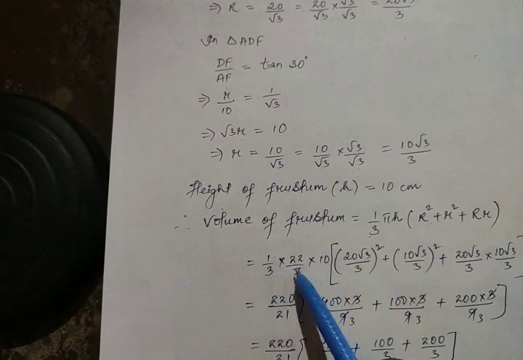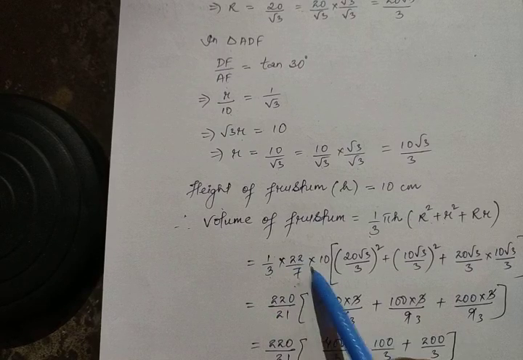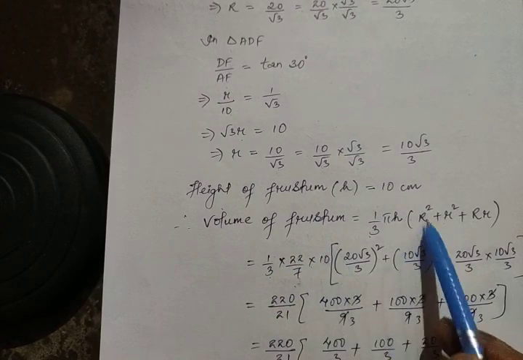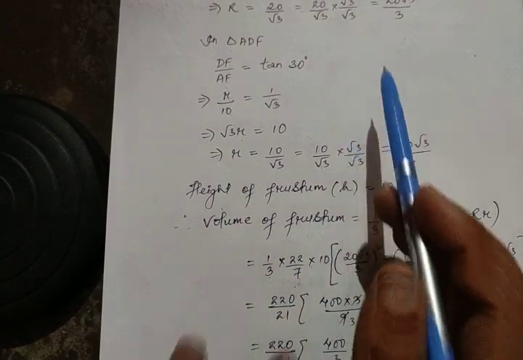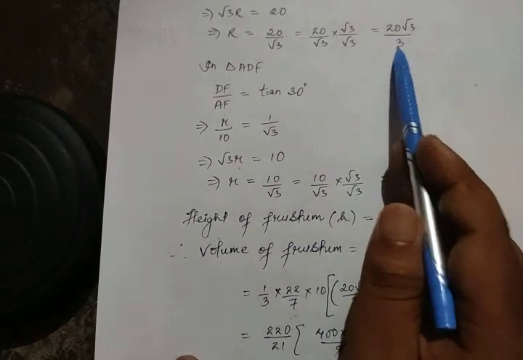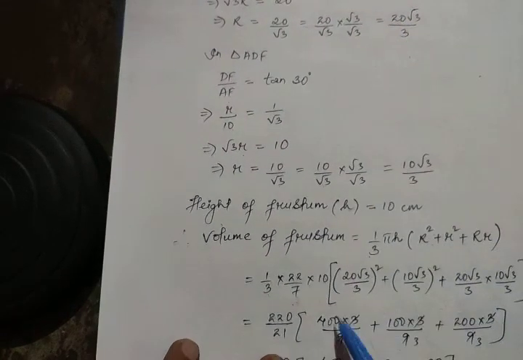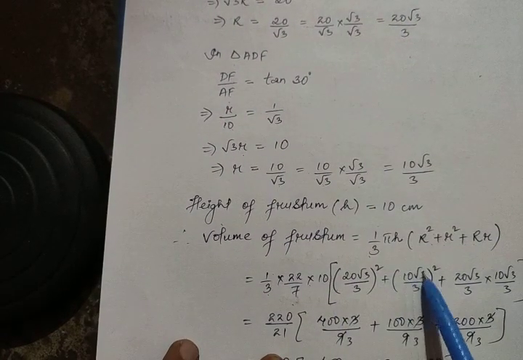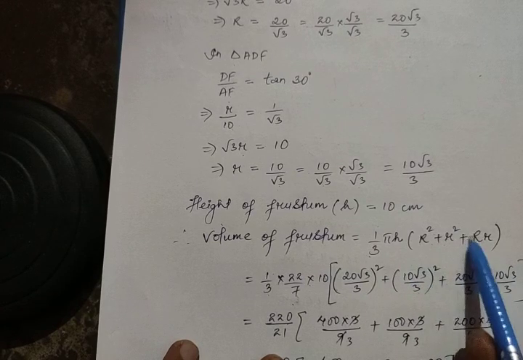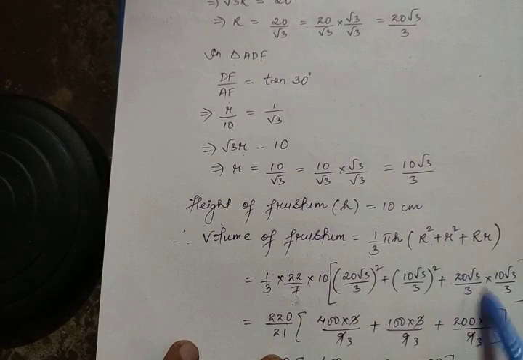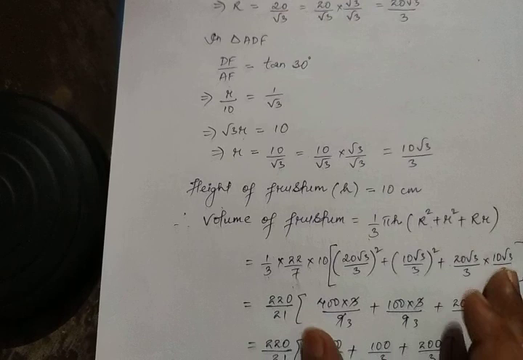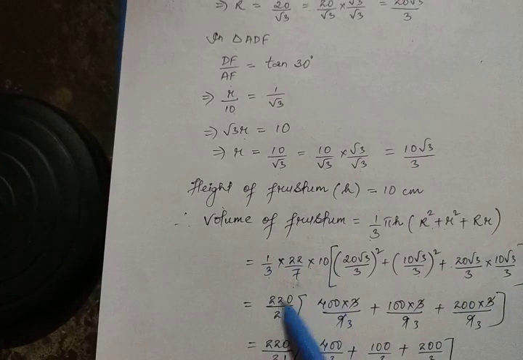So 1 by 3, pi value is not given, so you can write 22 by 7 into height, which is 10, and then R square. So capital R we got how much? 20 root 3 by 3. That means 20 root 3 by 3 whole square, plus small r, 10 root 3 by 3 whole square, plus R into r. That means 20 root 3 by 3 into 10 root 3 by 3. And the 22 by 7 times 10 multiply to give 220 by 21.